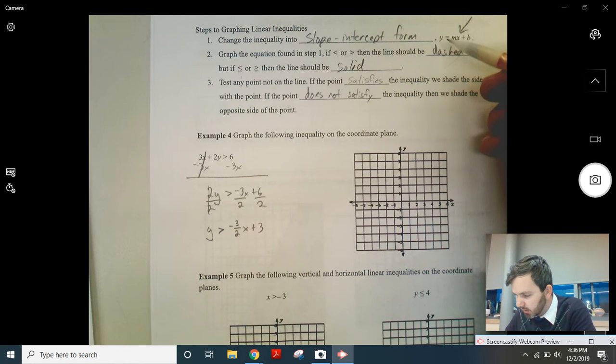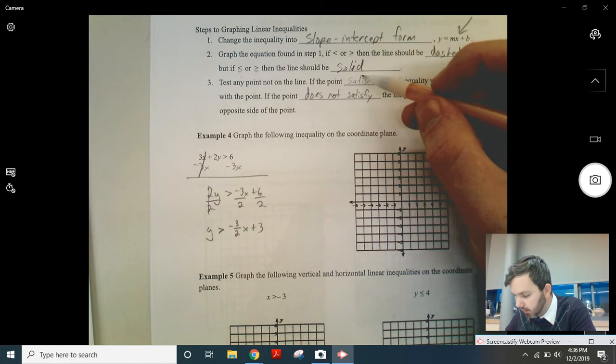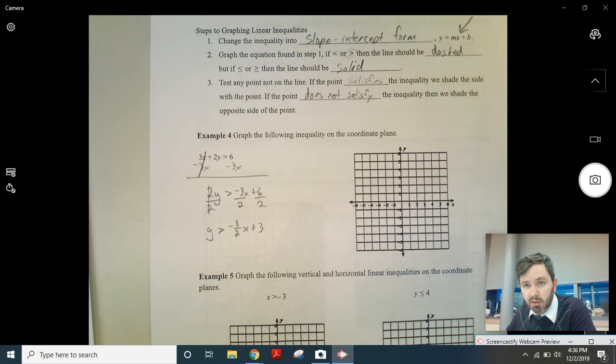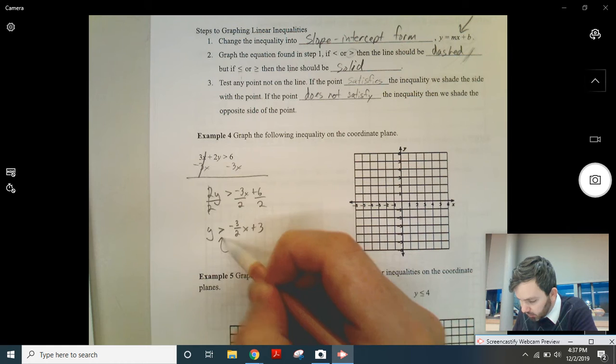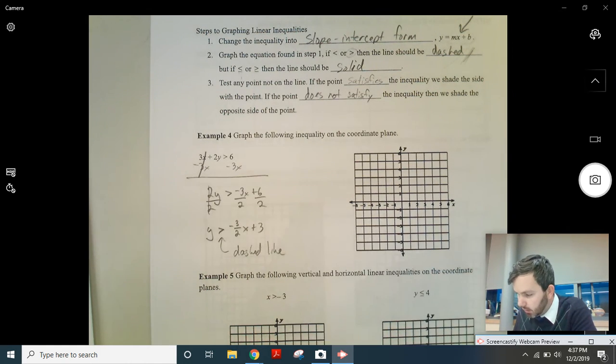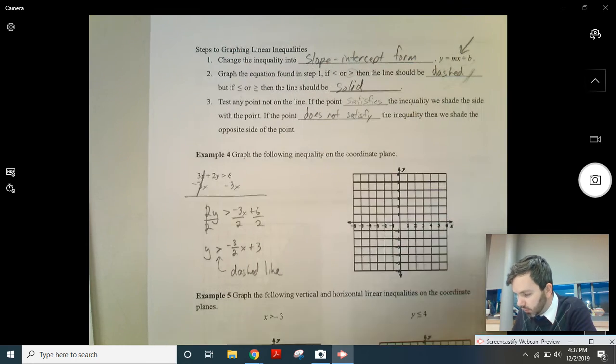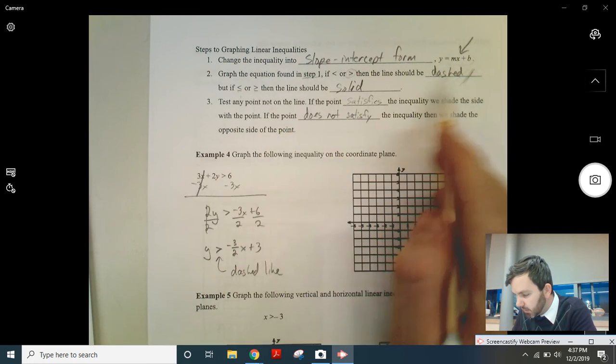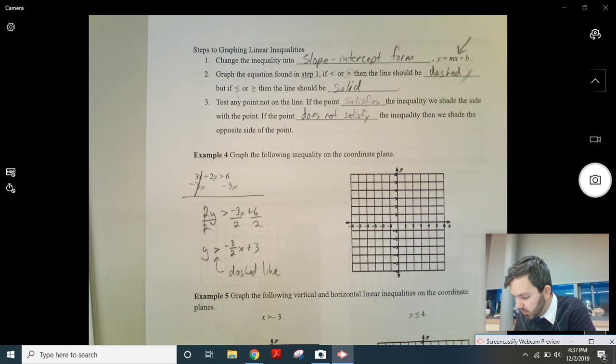Our second step, we need to think about whether or not we're a dashed or a solid line. Well, since we're greater than up here, we're going to be using a dashed line. So here, I'm just going to make a note, we're going to be making a dashed line. So we need to grab the equation we found in step 1 and then be making it a dashed line. So let's go ahead and do that.